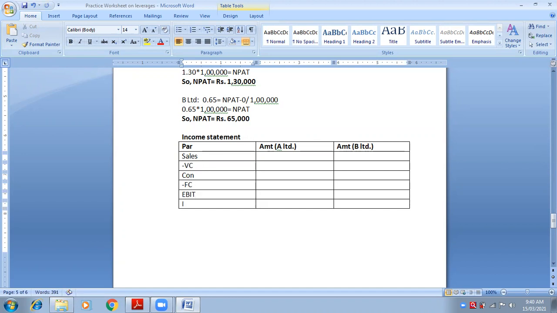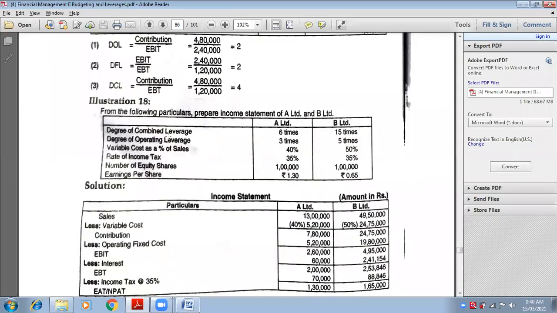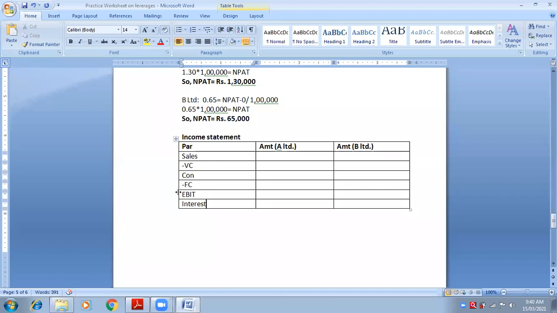Do we have interest? Where do we have interest? Tell me. I don't find any interest. No, ma'am, not given. We don't have any amount of interest. Okay, no problem. See, everything is missing, but still it is a very, very easy question. So EBIT minus interest, what we get? EBT. Very good.